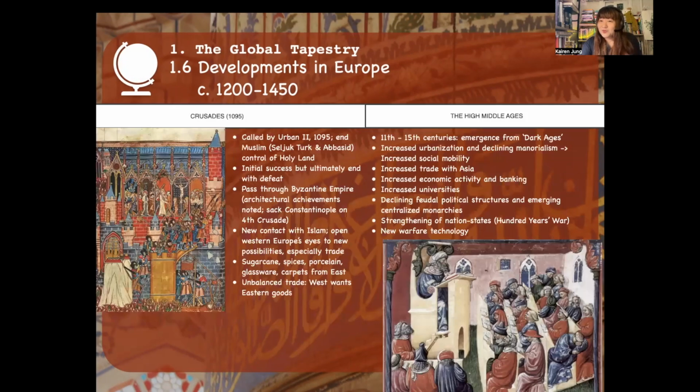When we look at the Crusades from the European point of view, we see that the Crusades had initial success, but ultimately ended with defeat. They passed through the Byzantine Empire, and they were agog at the amazing architectural achievements.